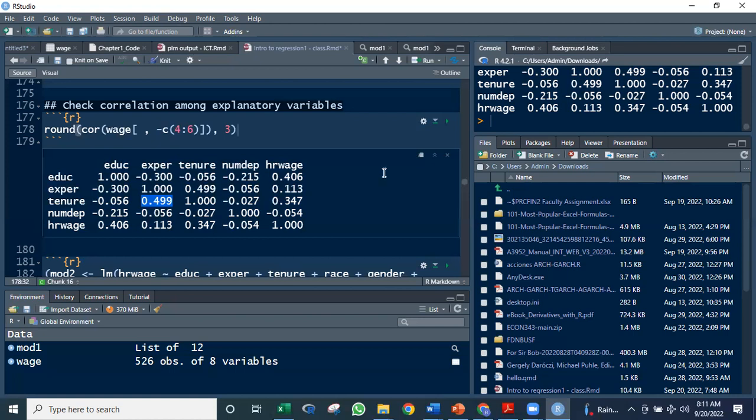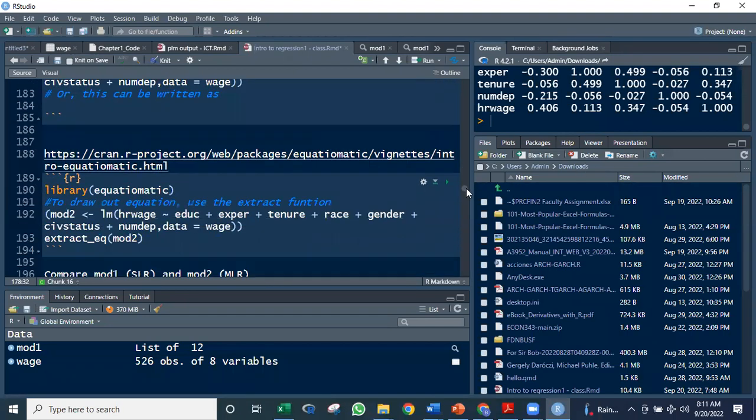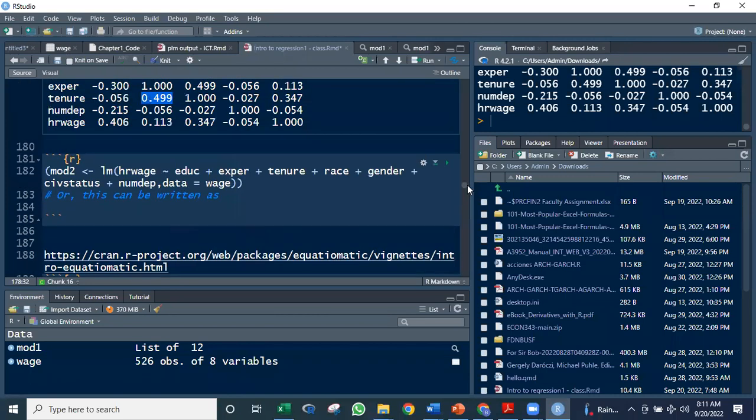From here we can see that hourly wage's highest correlation is with education. The next one is tenure. Okay, so let's now try to model this.